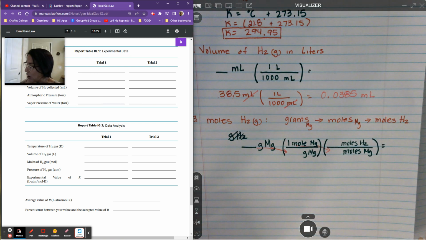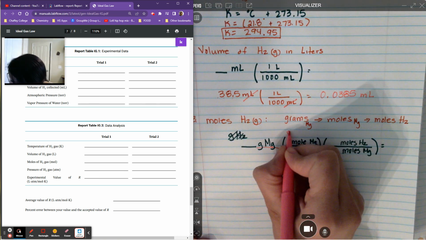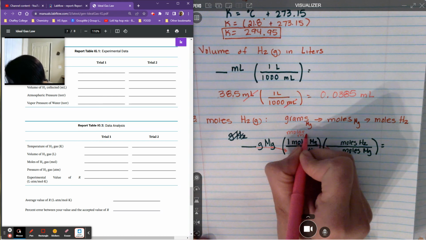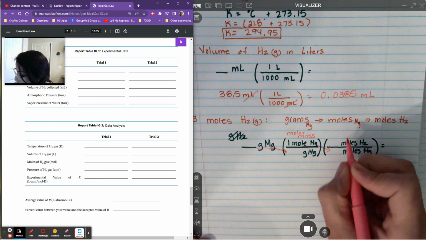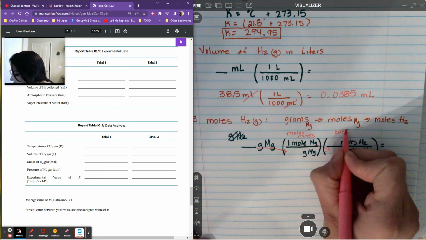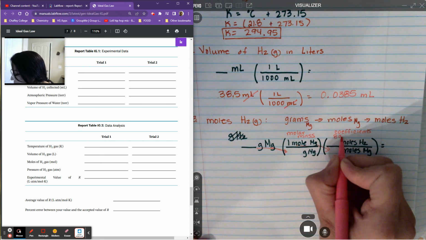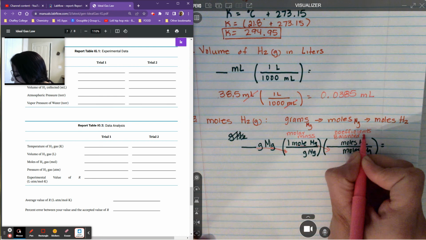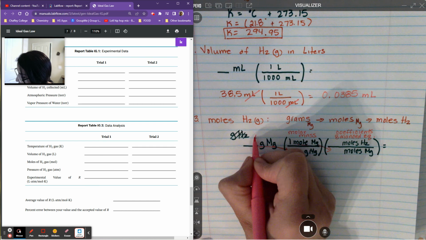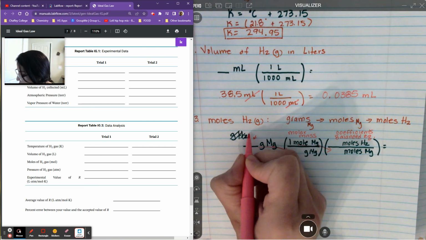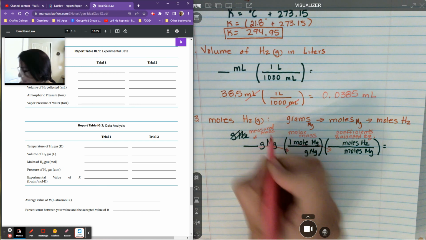Okay, now where do we get all of this information? Remember, grams to moles is the molar mass, and that comes from the periodic table. Mole to mole ratios are the coefficients from the balanced chemical equation. So I'm going to write balanced equation. And this right here, this is what we measured. Measured mass.